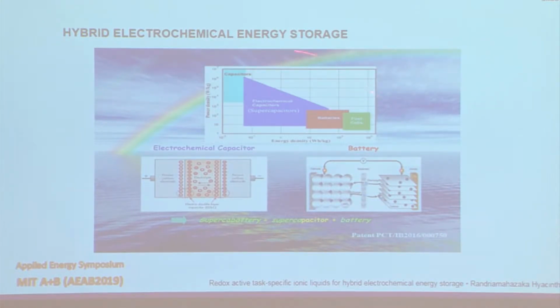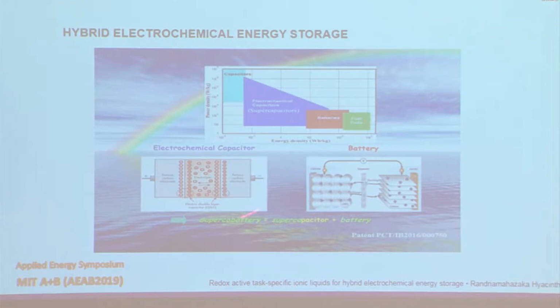As you know, in the field of electrochemical energy storage, we have supercaps and batteries. The main difference is that supercaps have huge power but low energy. On the other hand, batteries can have high energy but low power. So the idea is that if we are able to design a specific ionic liquid, we can obtain high energy by using a redox active system, and if we are able to improve the kinetics, we can improve the power.